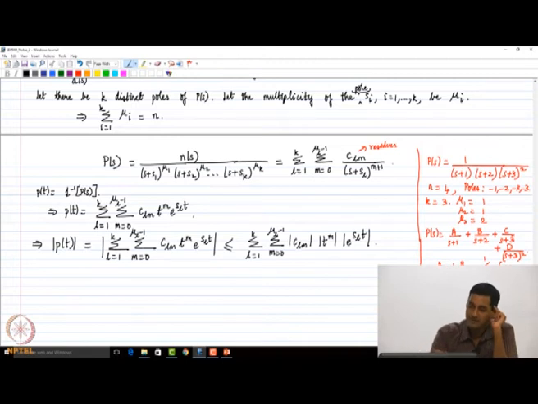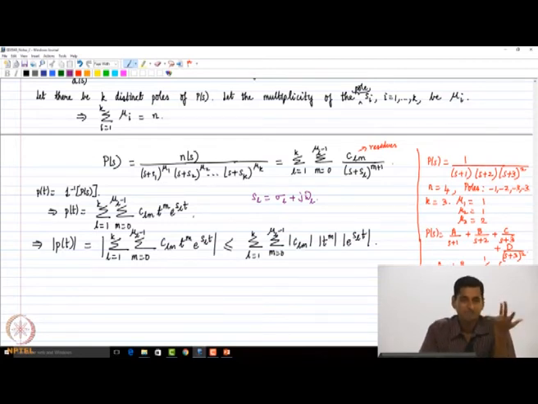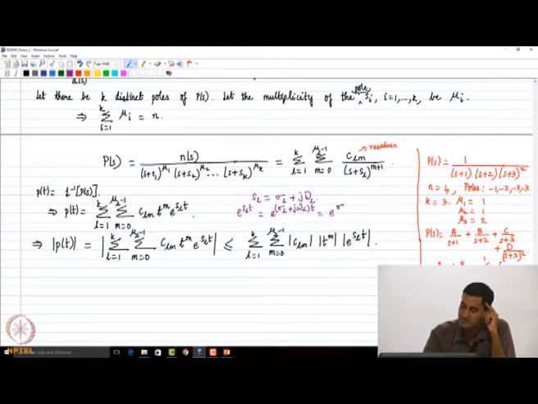Now let's look at this further. s_l is going to be equal to sigma_l plus j omega_l, because in general you can have the poles to be complex conjugates. I am taking the l-th pole, which is sigma_l plus j omega_l. If it's real, the j omega_l term is not there. So what will be e^(s_l t)? It's going to be e^((sigma_l plus j omega_l) t), which equals e^(sigma_l t) e^(j omega_l t), because e^(a+b) equals e^a times e^b.